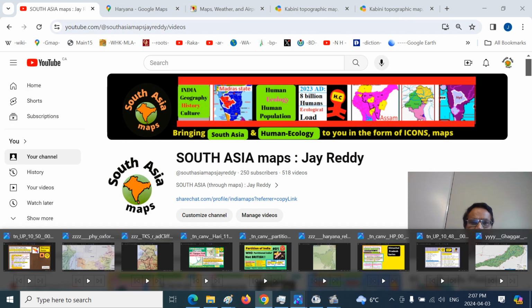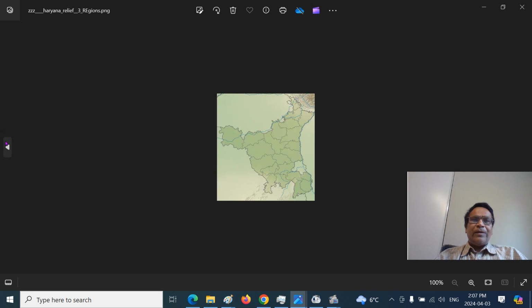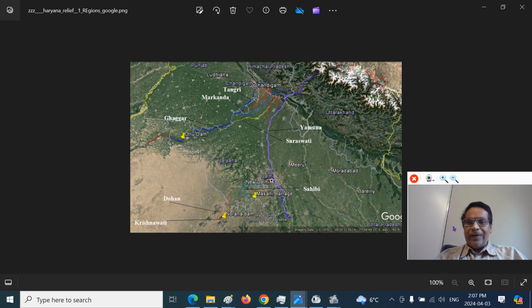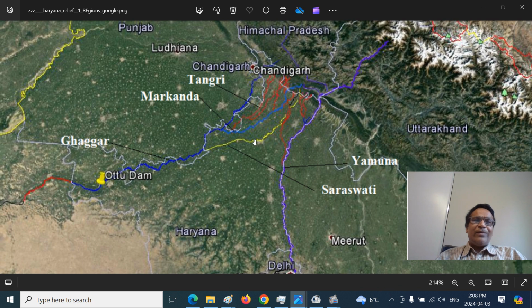And you can see the Ghaggar River. See, the Ghaggar River is the blue one. This is the Ghaggar River. On either side are the Ghaggar River tributaries like Tangri and Markanda. This is the Saraswati, the yellow river here. This is the Markanda and Tangri or Dangri. So the Ottu barrage is actually in the Kalanwali Rohi region. The Ghaggar from here to here, you can see the Nali region or Khadar region, round about 5 to 10 kilometers on either side of the seasonal river Ghaggar.